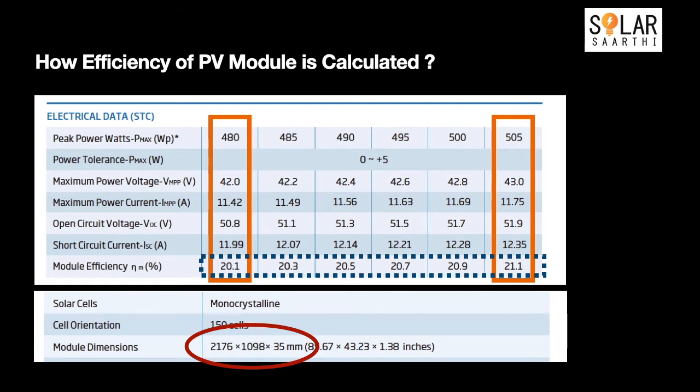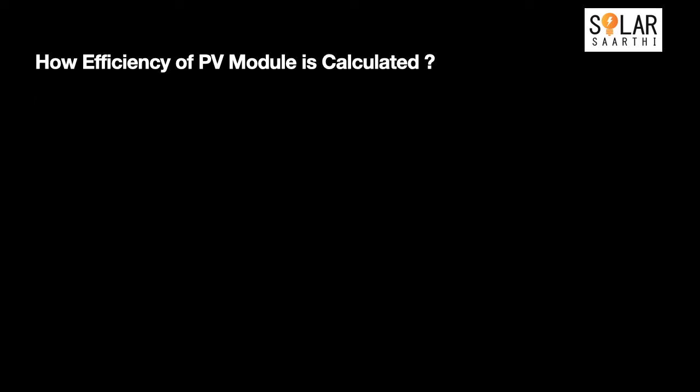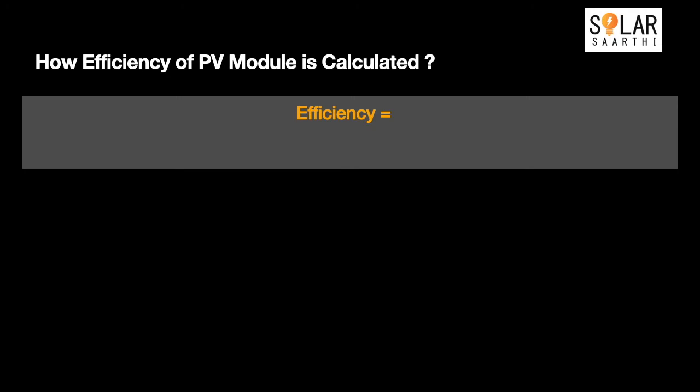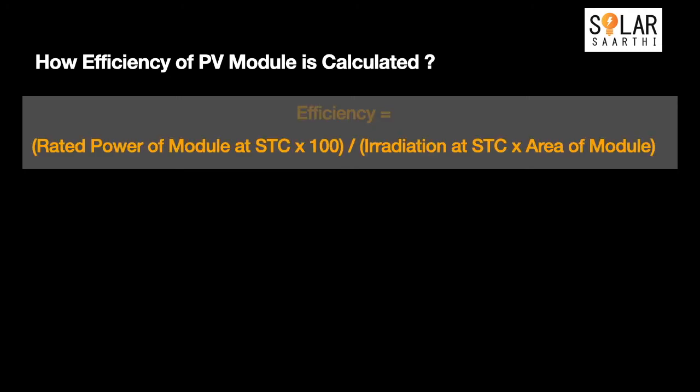But you will see that in the module dimensions, the physical size of both the 480 watt peak and 500 watt peak modules is the same, that is 2.176 meters by 1.098 meters. So we have two differently rated modules with two different efficiencies while the physical size is the same. To calculate the efficiency, we use this formula: rated power of the solar PV module at STC, that is standard test conditions, multiplied by 100, divided by irradiation at standard test conditions multiplied by the area of the module.